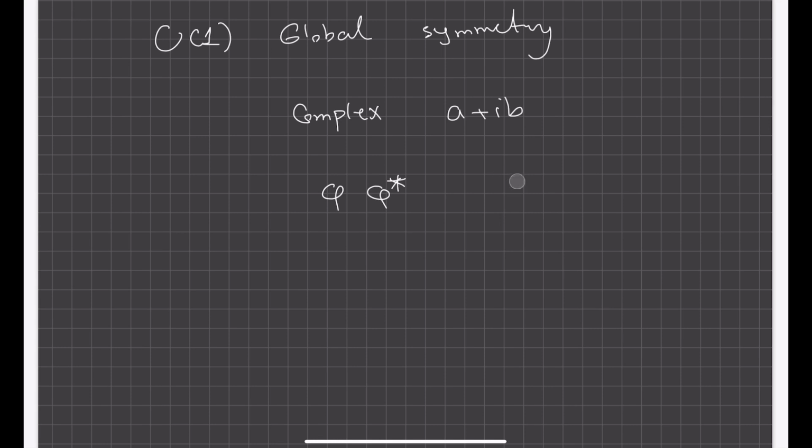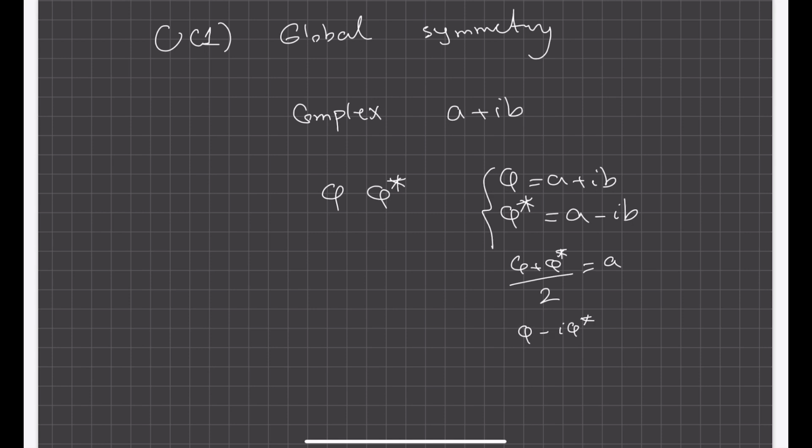So if I write phi as a plus ib, phi star is basically going to be a minus ib, right? And then the idea is that if I have these two linear equations, then phi plus phi star divided by 2 is going to give me a. And then for the b, I can just subtract them. So phi minus phi star divided by 2i is going to give me b.